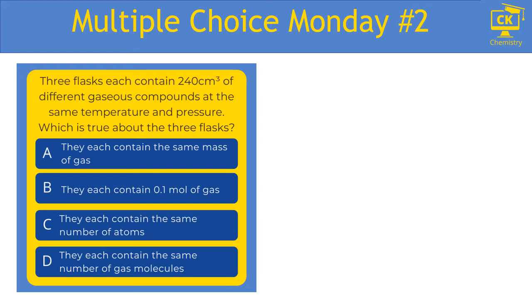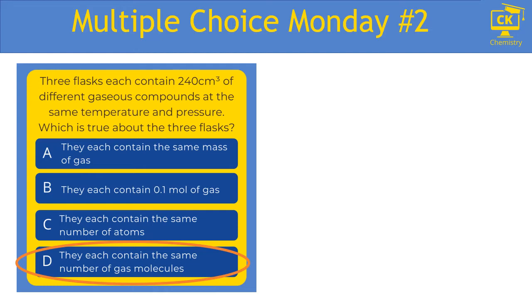If you've not had a chance to answer the question, pause the video now and check the answer before moving on. So how did you do? The correct answer this time was D. These three flasks contain the same number of gas molecules. This question's a little bit harder than last week, so let's go through why the other three options are wrong and why they've been included.